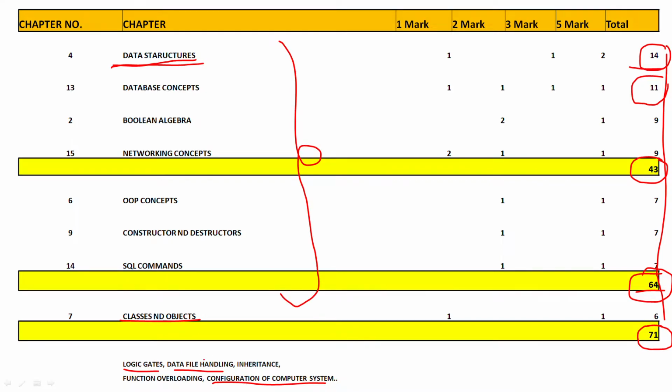So after this classes and objects, whatever the lessons are coming, they all carry less than 6 marks each chapter, and sometimes it may change.